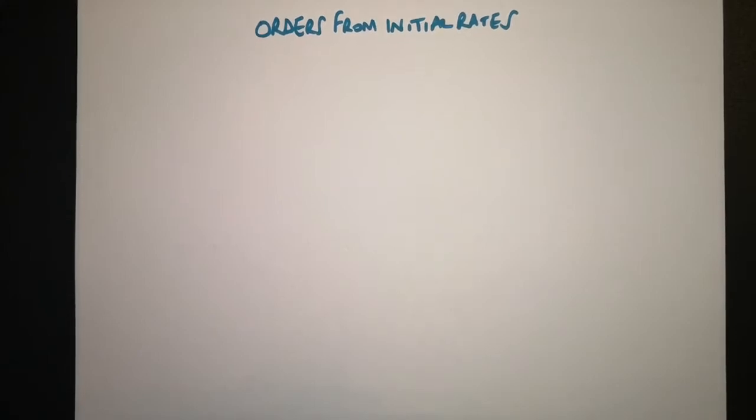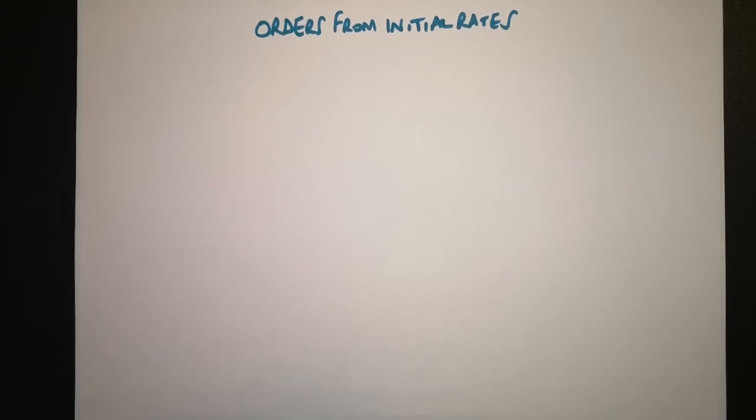Hi, this is Dr. S, and this is video 9 in my series on reaction rates for Year 13 A-Level Chemistry. In this video, we'll look at how to determine the order of reaction with respect to different reagents from initial rates data. So we've looked at initial rates experiments in previous videos. Let's just see what data that can give us and how we can use it.